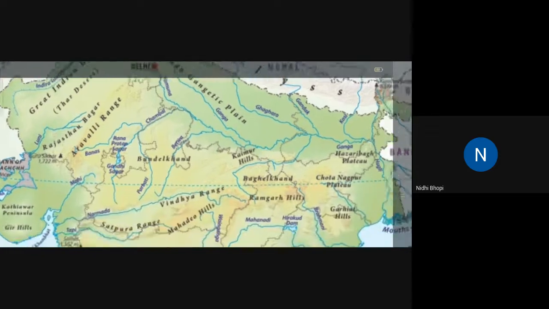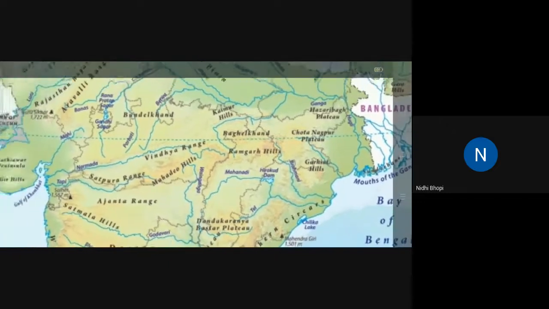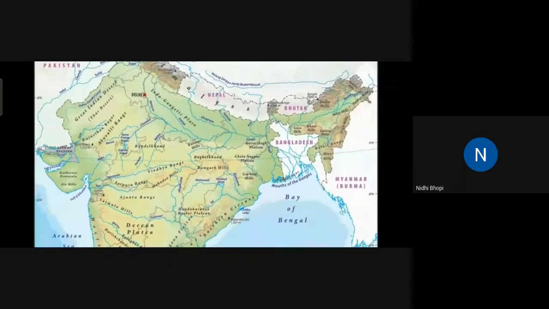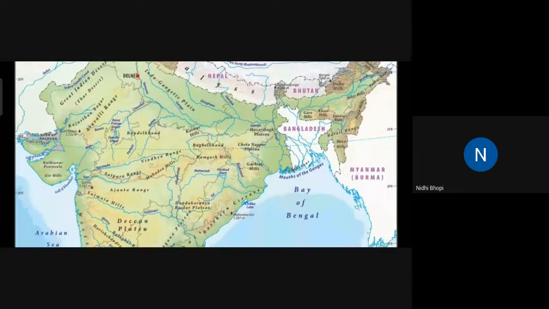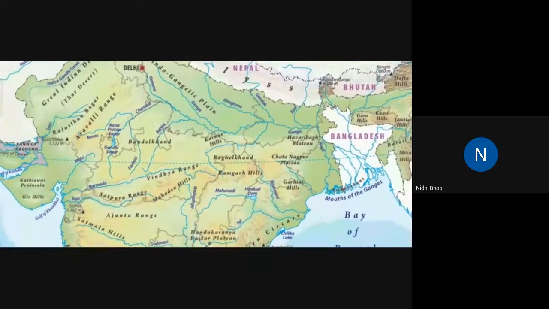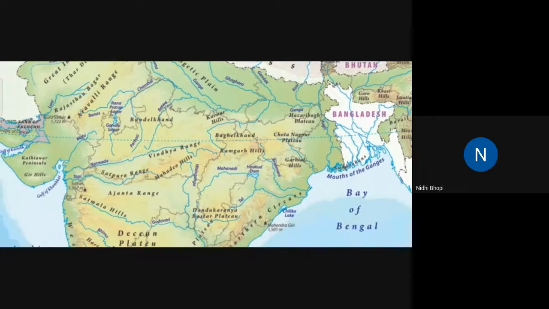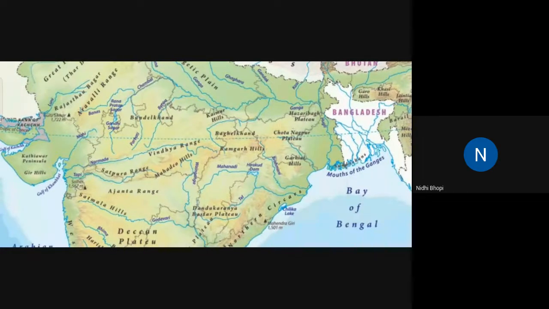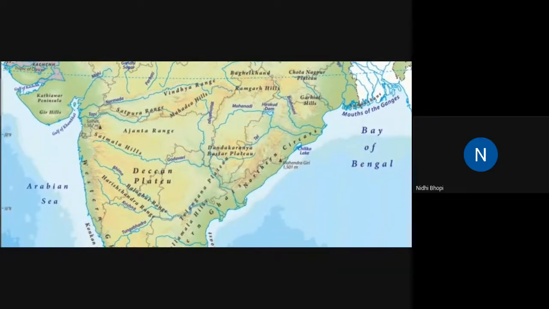Then we come to the plateau region. Last lecture I explained to you what is a plateau. So we had on my screen Bagelkhand, we had Vindhya range, we had Satpura range, Ajanta, Satmala, Mahendragiri, Kendurjhar Ghar, Bagelkhand, Chota Nagpur, Hazaribagh. All these are the plateau regions. It is called Deccan Plateau.